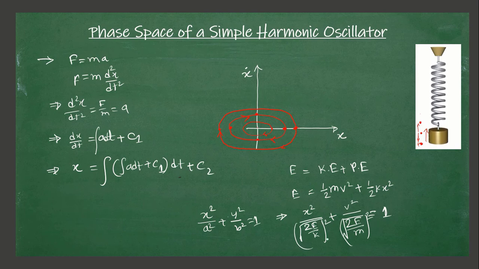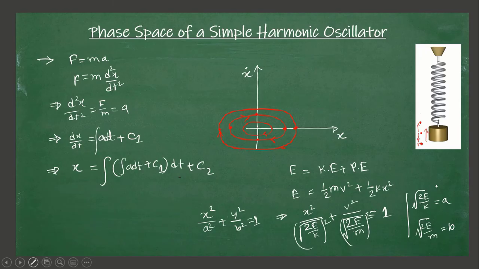Okay? Now, this quantity under x, we call this quantity, square root of 2E over k, the semi-major axis here, which is A. And from here you can see that if you specify the energy for the simple harmonic oscillator, you actually specify the A and B, right? That means you specify that ellipse.